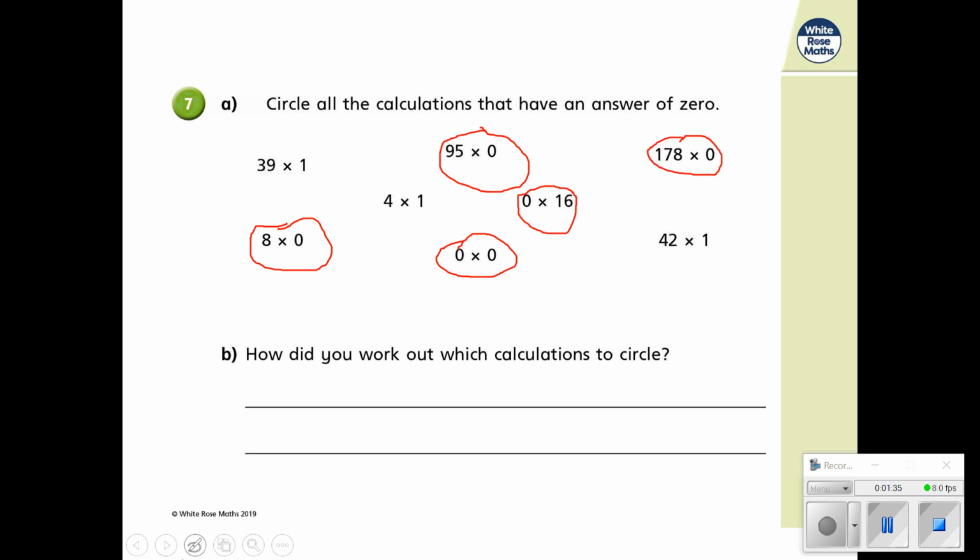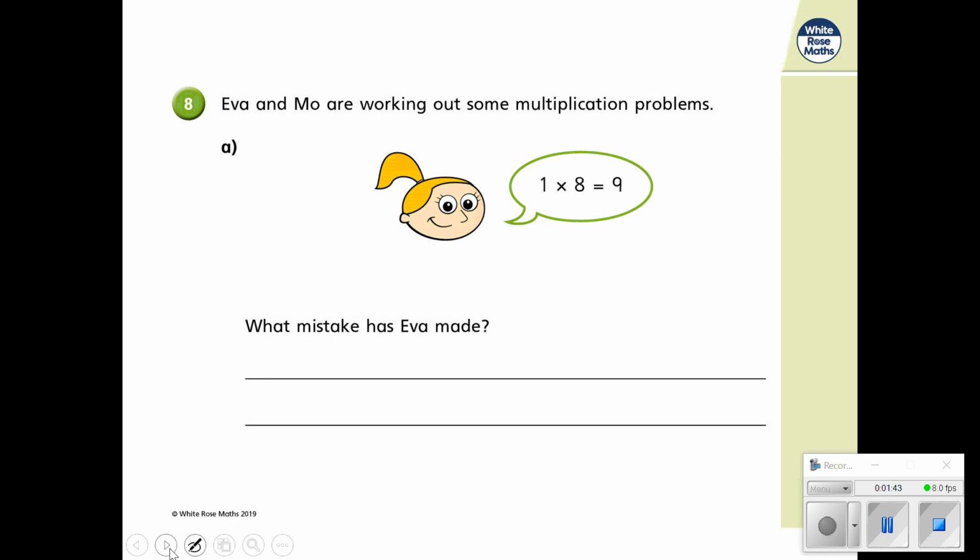Okay, Eva and Mo are working out some multiplication problems. 1 times 8 equals 9. What mistake has Eva made? Spot that one? Yeah. What she's done is she's added 1 and 8, which is 9, because the answer is actually 8. 1 times 8 is 8, because anything times by 1 is itself, or the number that we multiplied by. So that's the first one.